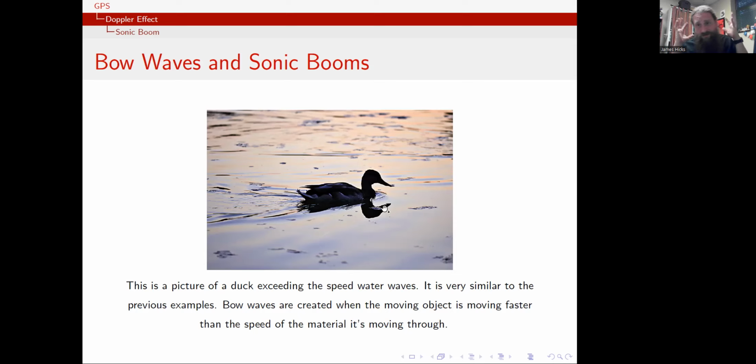You're not going to hear this because it's not a sound wave, but any kind of V-shaped wake is the object moving faster than the waves can get out of its way, which is the same physics as a sonic boom.